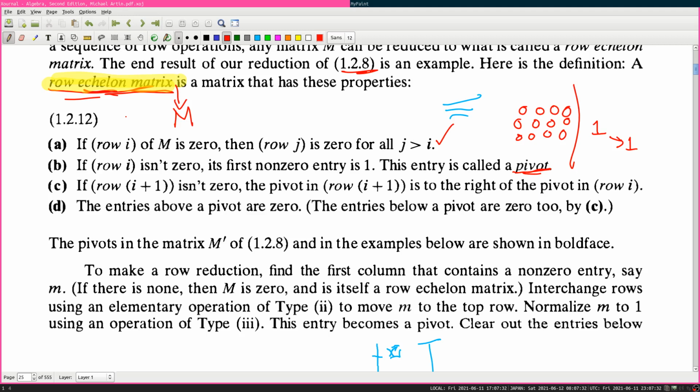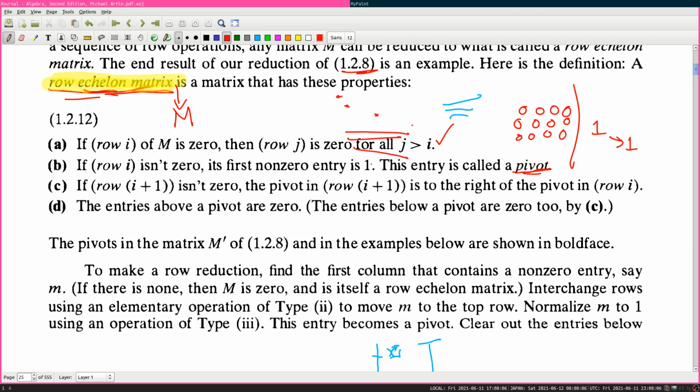Interchange rows, so you want to take the first pivot and put it on the top row. The second pivot should be on the second row, the third pivot on the third row. That's how you get the first property: all the rows that don't contain a pivot should be at the bottom, and the pivots should be in sequential order, going down. Maybe they can skip a couple, but the pivots should have this shape, and all the subsequent rows down here should be zeros.